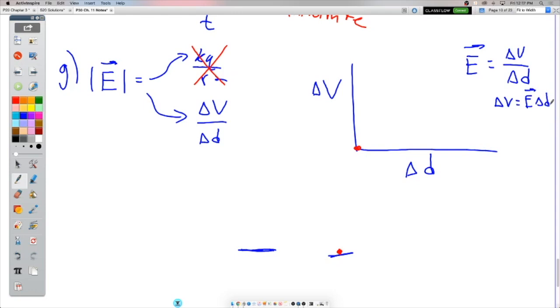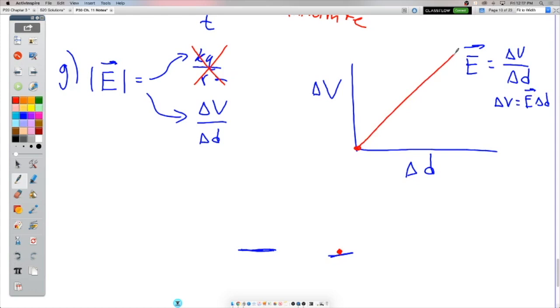If I double the separation distance, I'm going to double the voltage. If I quadruple d, I'm going to quadruple the voltage. Even if I go the other way, if I halve d, then I halve the voltage. They are linearly, directly related. In other words, if one increases, so does the other, by the same factor. If one decreases, so does the other, by the same factor. So it's a linear direct relationship.